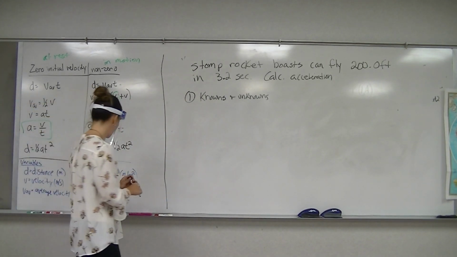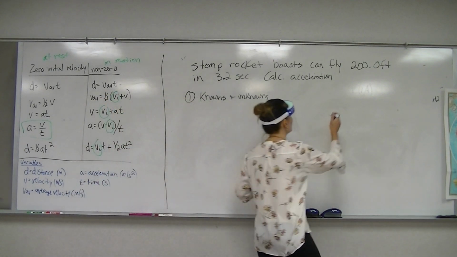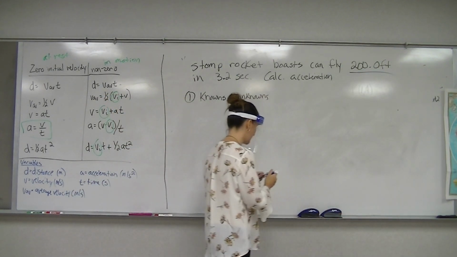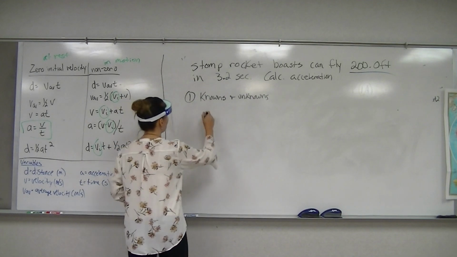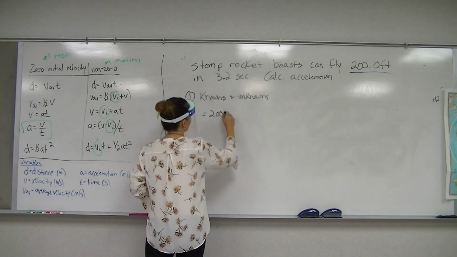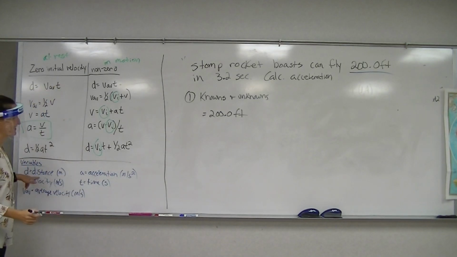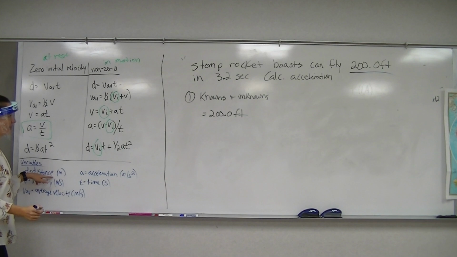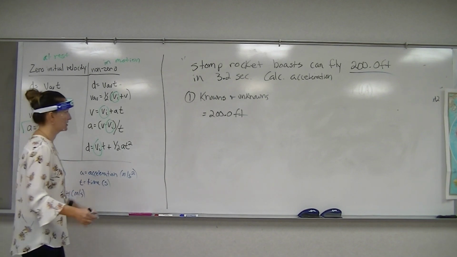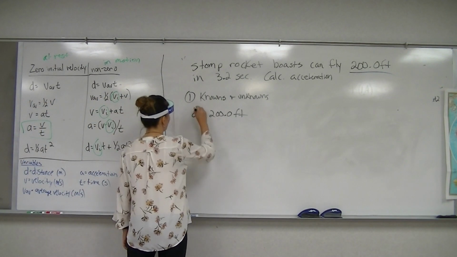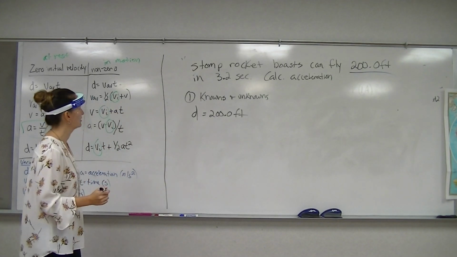So the first piece of information that I see, it can go 200 feet. So let's assign a variable to that. 200 feet would be distance, okay? Now, it's not in the units we want, I can already see that, so I'm going to have to convert, but it is a distance. It's a height, distance, they're all the same thing, so I'm going to represent that with the letter D.